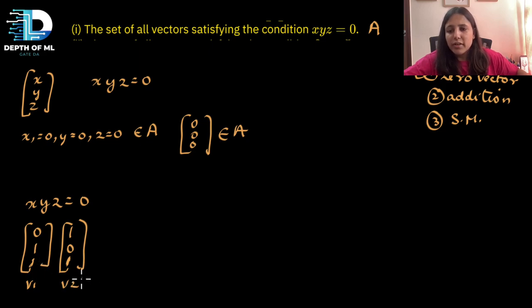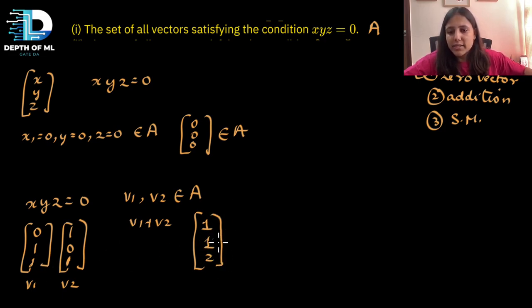Now you can check that v1 and v2 belong to this A set. So I'll write here v1 and v2 belong to A, because if I multiply 0 into 1 into 1, I'll get 0. I'll multiply 1 into 0 into 1, I'll get 0, right? So both of them satisfy this condition that xyz is equal to 0. Now if I add them up, I get 0 plus 1 is 1, 1 plus 0 is 1, and 1 plus 1 is 2. Now let me multiply the x, y, z coordinates of this. This will be 1 into 1 into 2, which is not equal to 0, right?